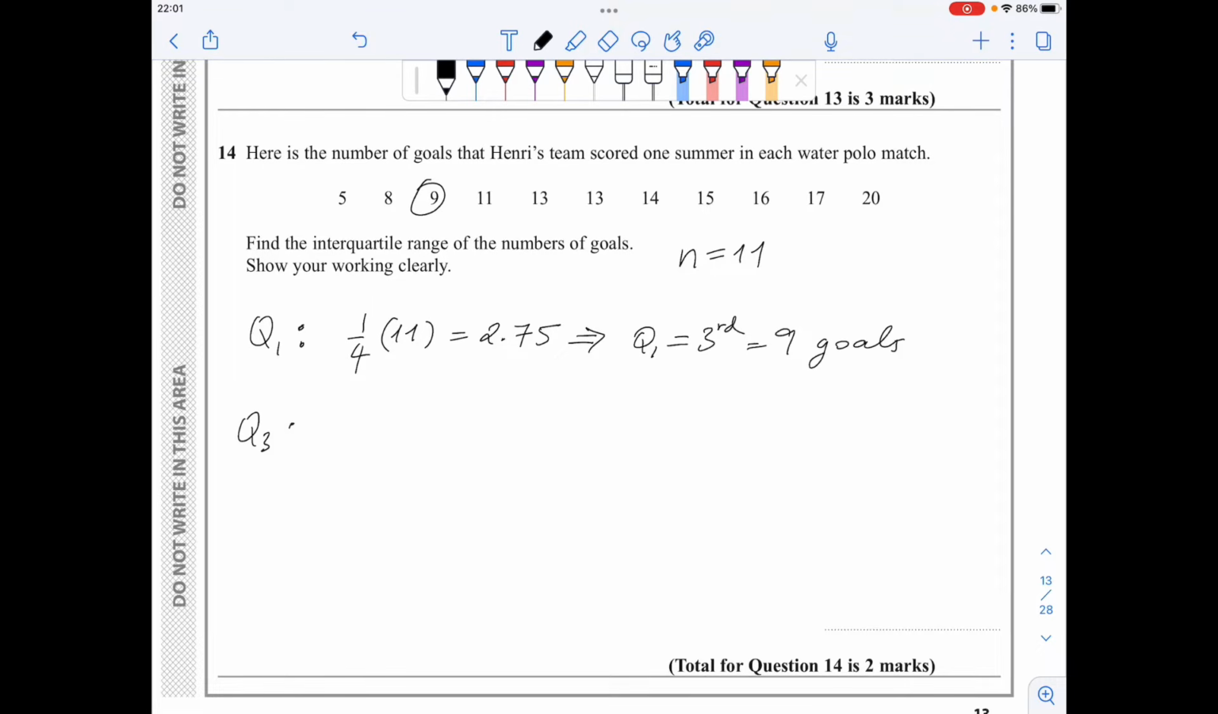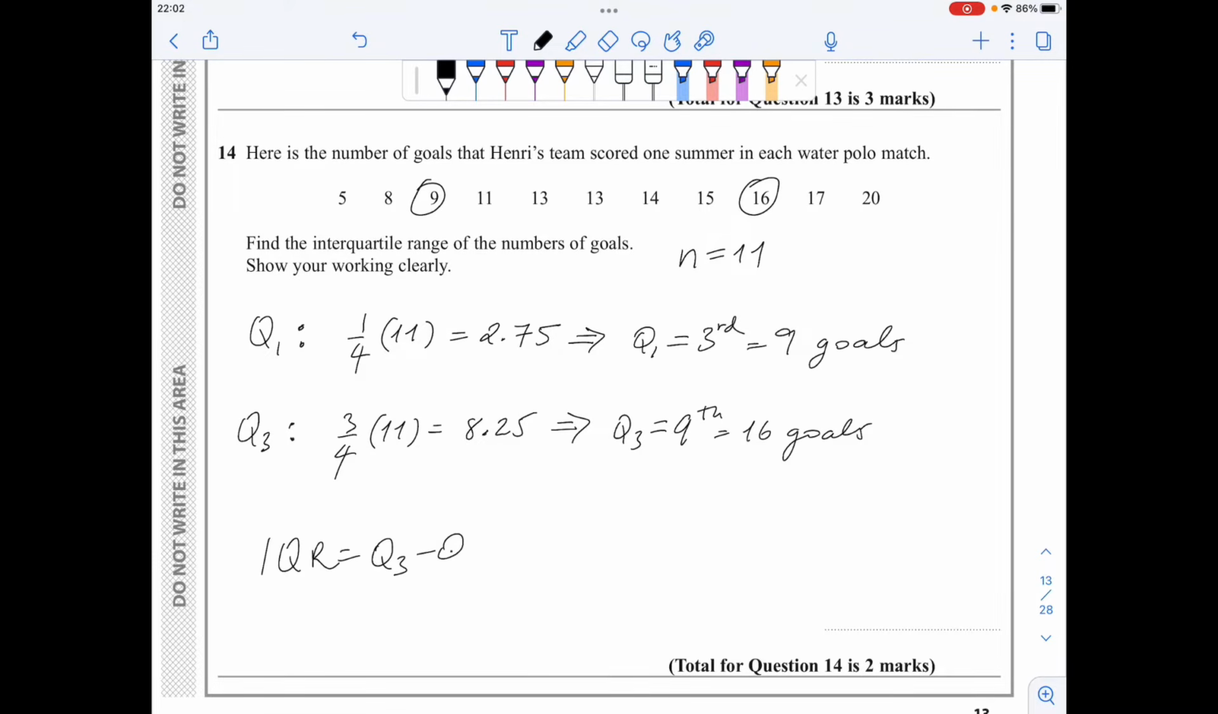Similarly, for q3, I will find 3/4 of 11. This gives me 8.25. Now I'm going to round this to the next integer position. So I'm going to take the 9th observation. This is 16. This is number of goals. So to find the interquartile range, I will subtract q3 minus q1. This is 16 minus 9, which means I have 7 goals.